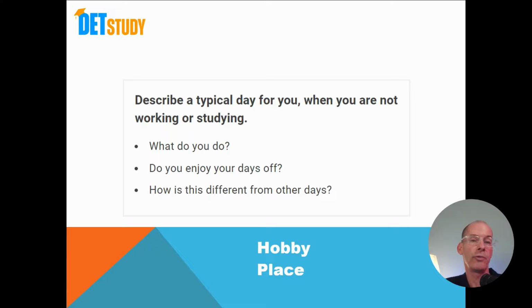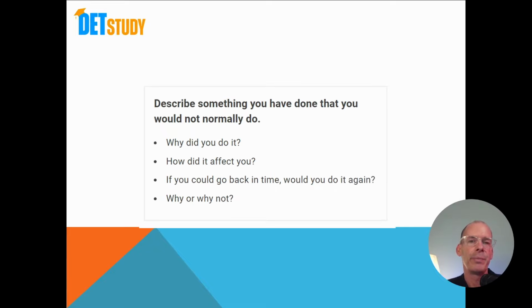A place, you visited a place that was unusual for you. That could be something different as well. Describe something you have done that you would not normally do. You could talk about your hobby. You could talk about that I read books. I don't normally read books, but I did. In fact, I just picked up my favorite book called The Hobbit. And you can go into details about that because you practiced that.